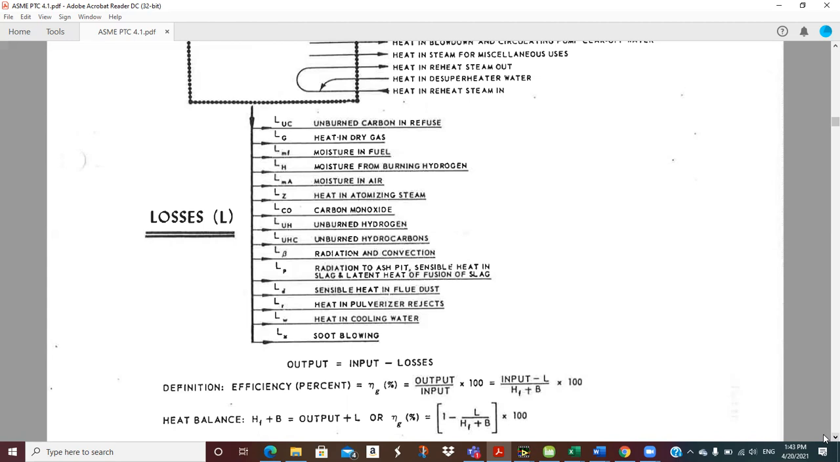Okay, heat in atomizing steam is considered a loss. Carbon monoxide.